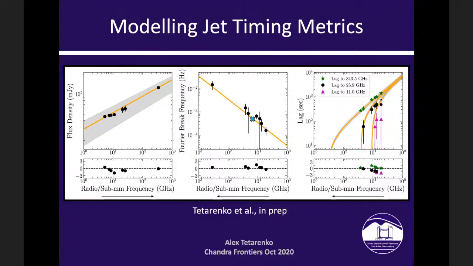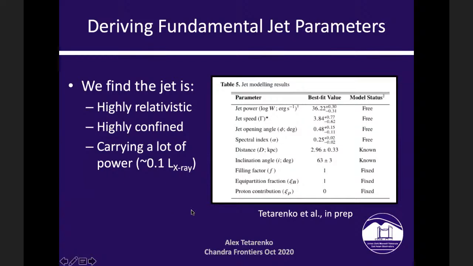And in doing so, what we ended up finding was that it was a highly relativistic jet, even faster than what we found previously, closer to a bulk Lorentz factor of almost 4. We found that it was highly confined, so opening angles less than a degree. And interestingly enough, we also found that the jet was carrying a lot of power, almost 10% of the bolometric X-ray luminosity at the time. So the bottom line here is that we've developed a method where we're actually able to derive some fundamental jet properties from just the light curves alone, which is incredibly powerful.